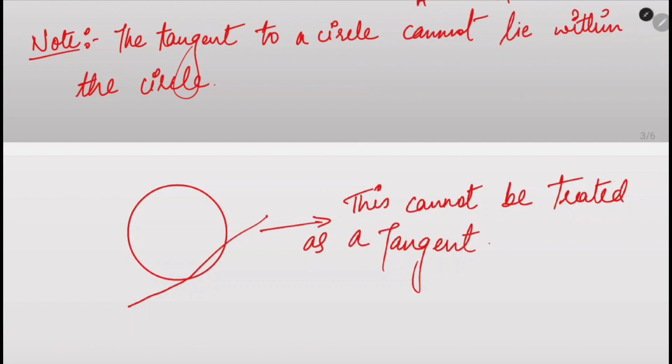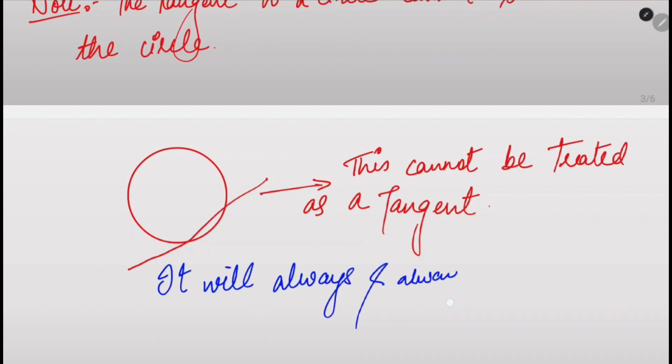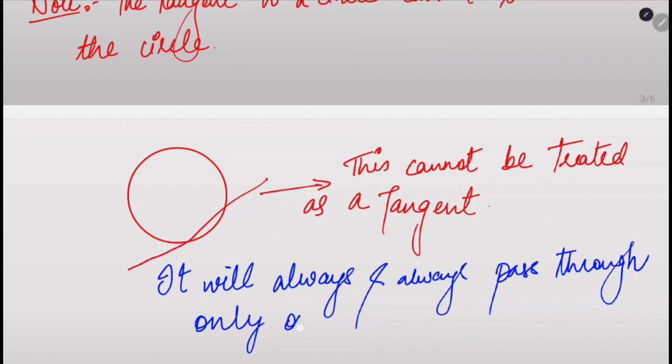Don't get confused. The tangent will always, always and always pass through only one point.